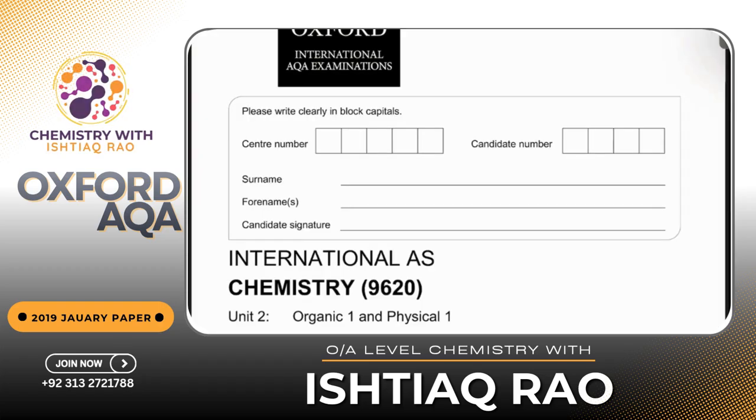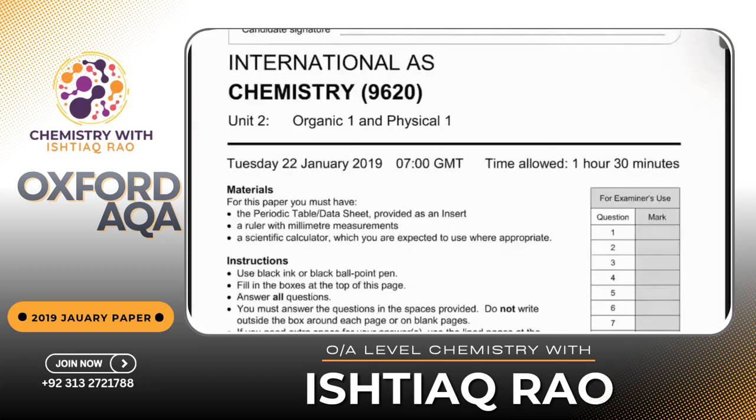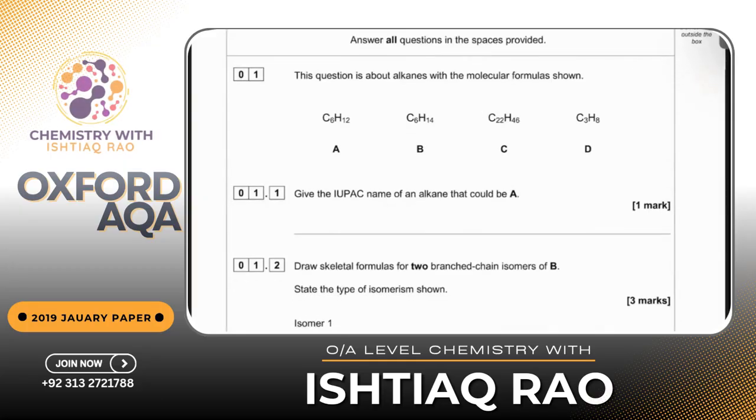Okay, so this is 2019 January question number 1. This question is about alkanes with the molecular formula shown. Give the IUPAC name of an alkane that could be A. So we have to tell the IUPAC name for this one. What is supposed to be the IUPAC name for this one?